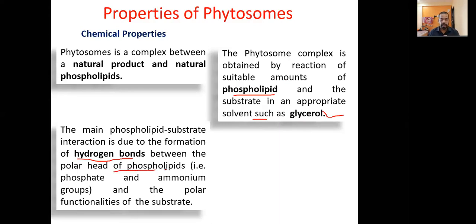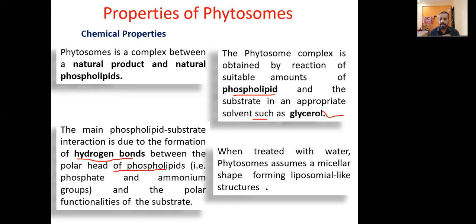Between the polar head of the phospholipids, that is the phosphate and ammonium groups, and the polar functionalities of the substrate. And when treated with water, phytosome assumes a micellar shape, forming a liposomal-like structure. Okay. So these are the chemical properties.